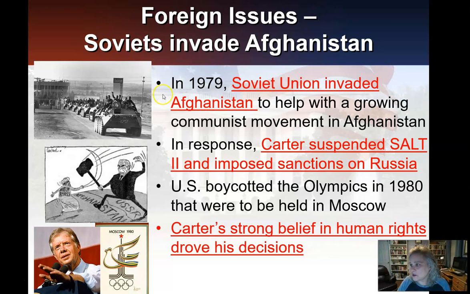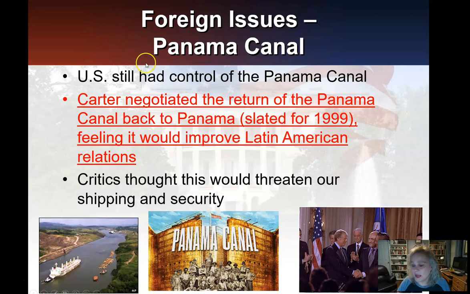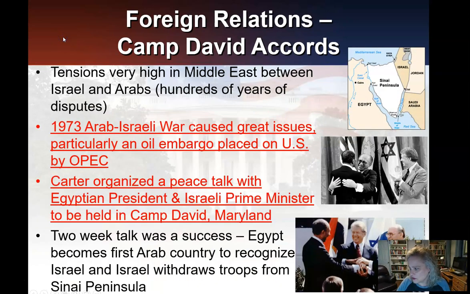So the next thing that happens is the Panama Canal, which was once under the control of the United States. If you remember our lecture on American imperialism and the building of the Panama Canal, Carter negotiates to give the Panama Canal back to the Panamanians, slated for 1999, and in fact, we did give them back control of it. A lot of people weren't happy about that. They felt that it would threaten shipping, but Carter, a huge humanitarian, even to this day, just believed that that was the right thing to do.